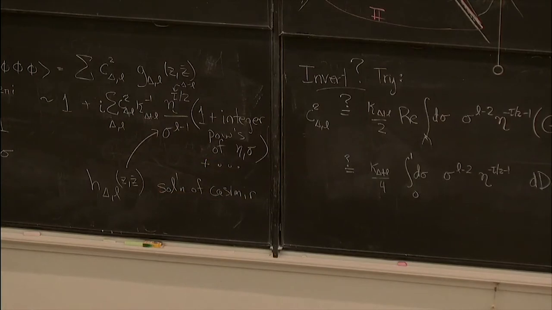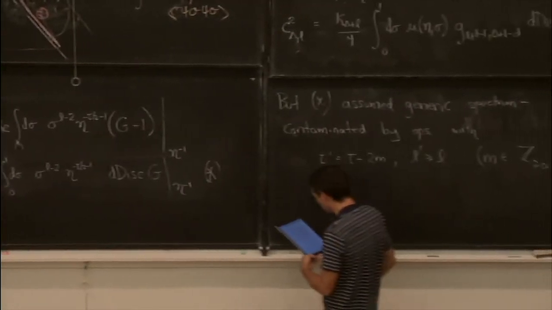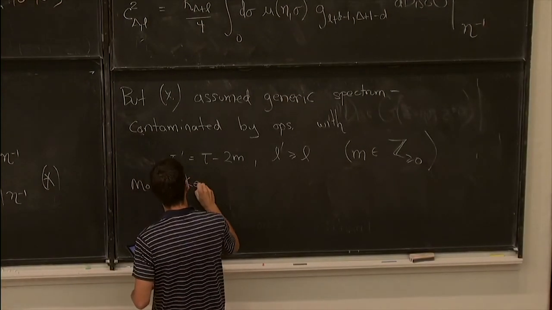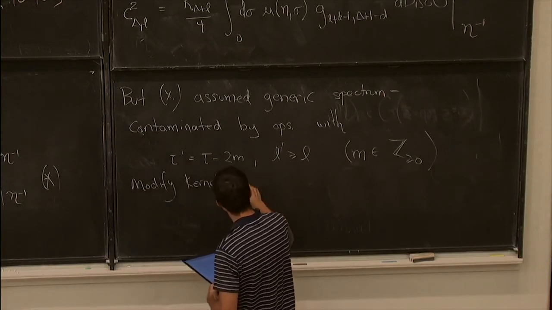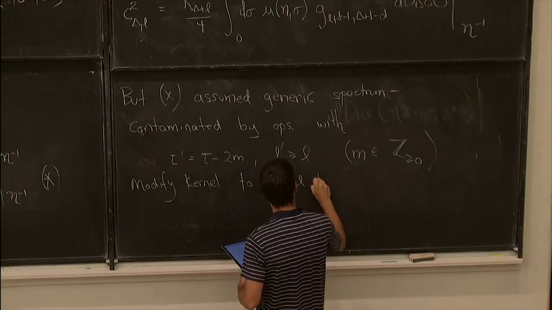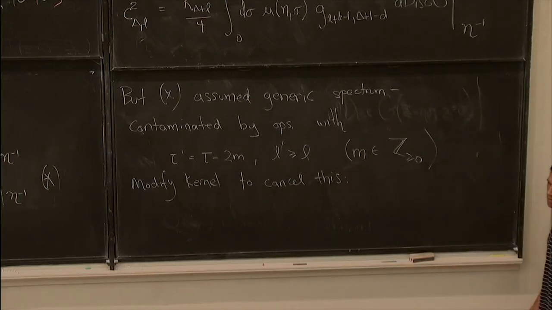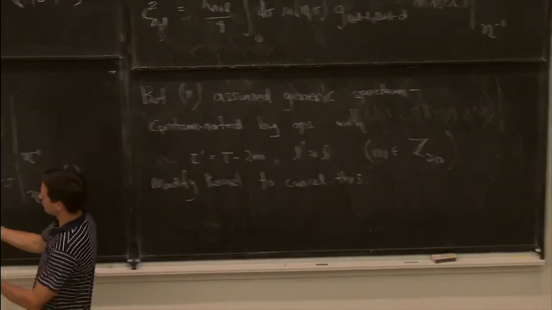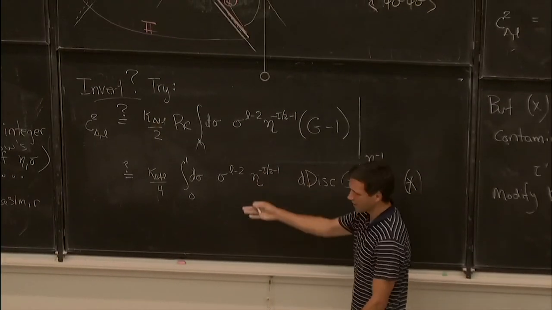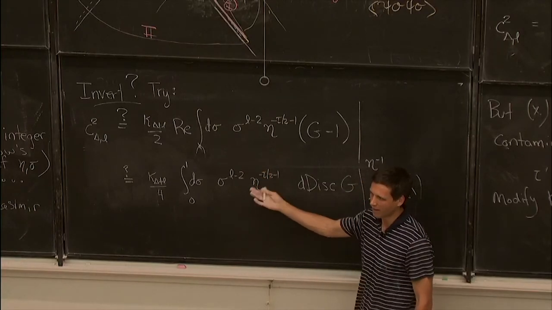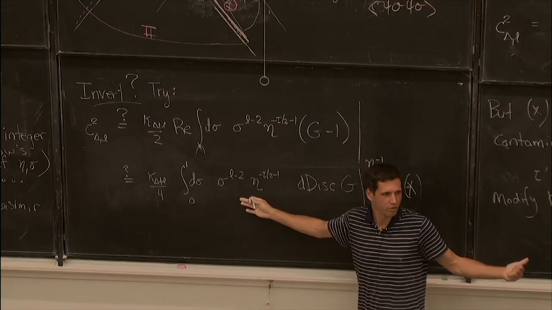Okay, so if you have contamination like this, then you need to modify the kernel to cancel this problem. That's something you can do completely by brute force. You take this kernel and you start adding subleading powers of sigma and eta to the kernel in order to cancel the bad terms, these contaminations of other operators.